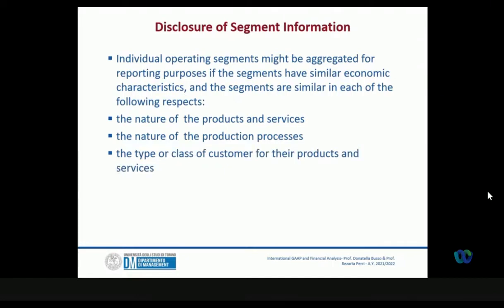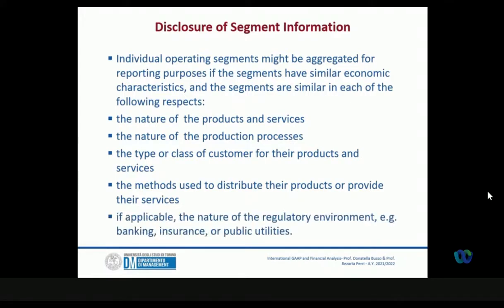products. The type or class of customer for their products and services: usually we collect in the same business segment a similar or the same type or the same class of customers. We cannot combine in the same class or in the same category two different classes of customers or of clients. And also another element which is important to aggregate together one, two, or more segments under one reportable is the methods that we use to distribute their products or to offer the services to them.